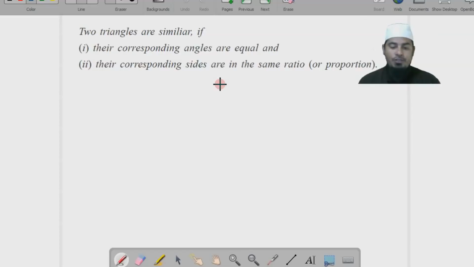I hope you understood this introduction and exercise. Let us precisely learn more similarity criteria as well as the basic proportionality theorem in the coming video lesson. Thank you very much.